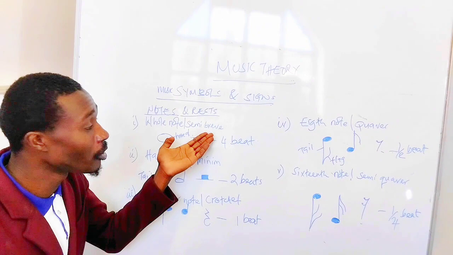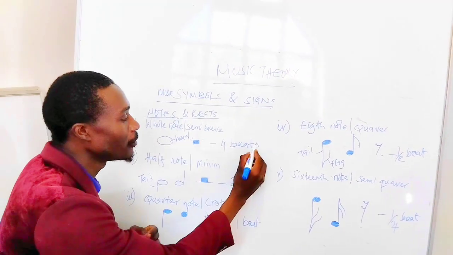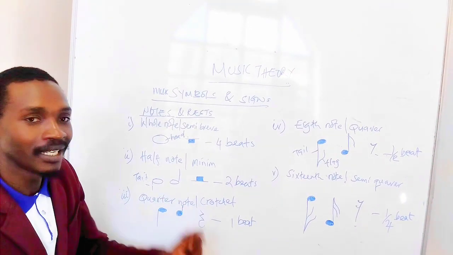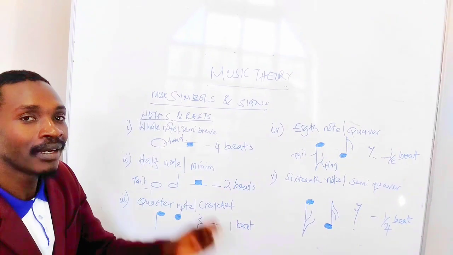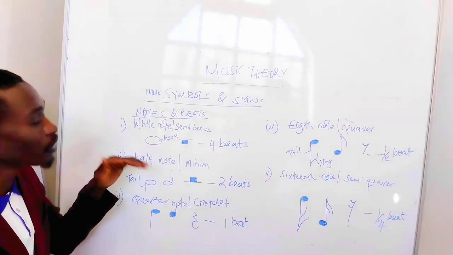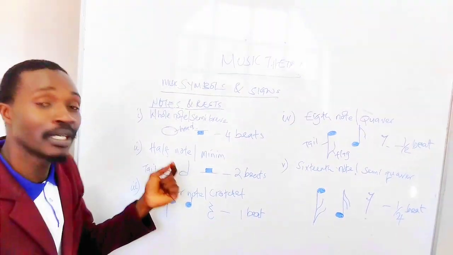This whole note is also called a semibreve, and it has got 4 beats. So now these 4 beats are, let me say, we have got a beat to be here. We can count 1, 2, 3, 4. Now, apart from a whole note or a semibreve, we also have a half note which is called a minim.